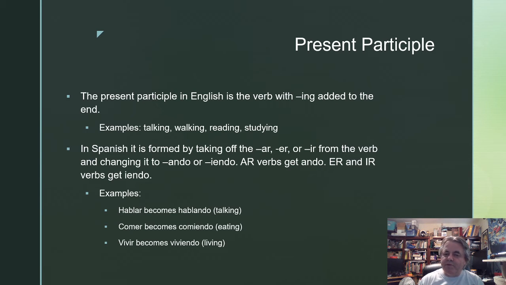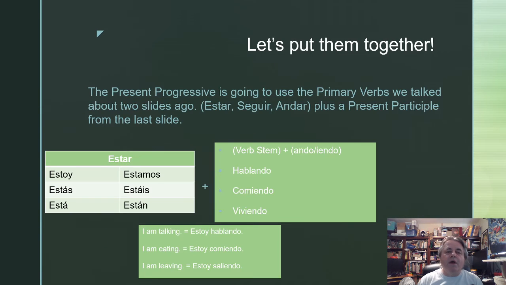So I've got a primary verb, I've got a present participle, so what do I do with them? I just put them back to back in the sentence. That is to say, my form of estar we see here, estoy, estás, está, estamos, están. And then my present participle, which is really the verb stem, plus the -ando or -iendo, and we would get hablando, comiendo, viviendo, or any other -ar, -er, -ir verb.